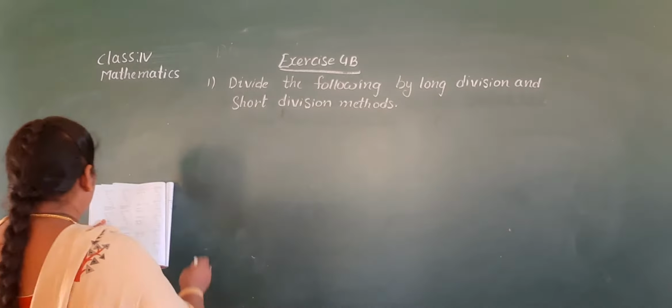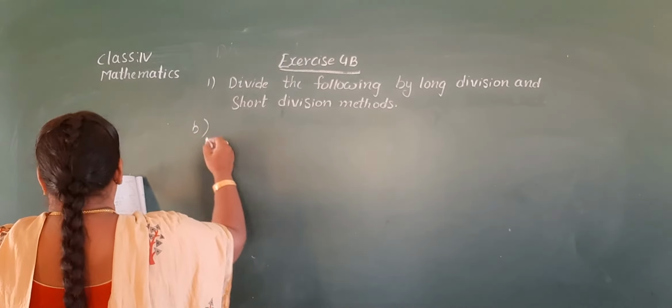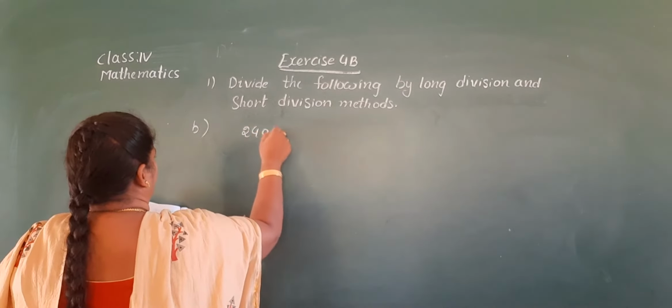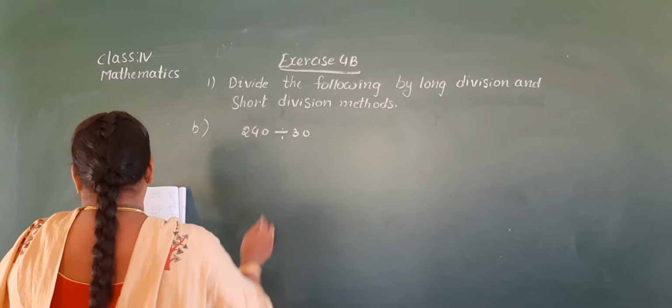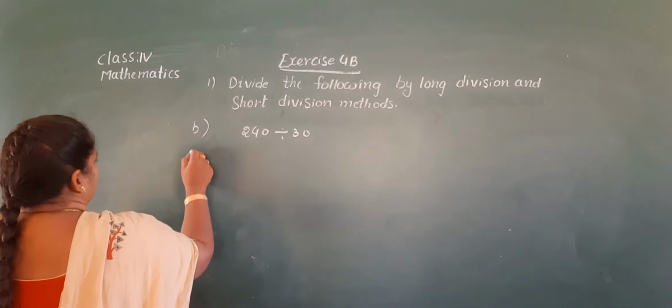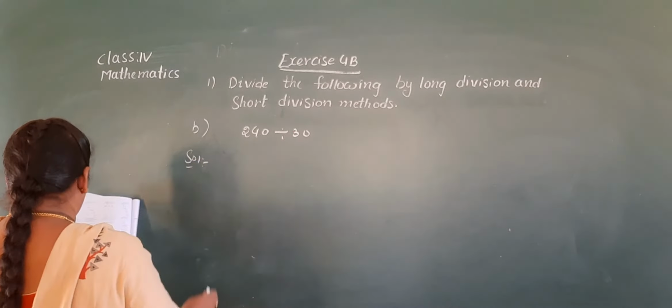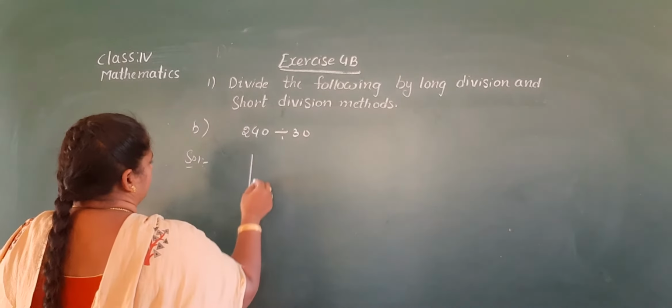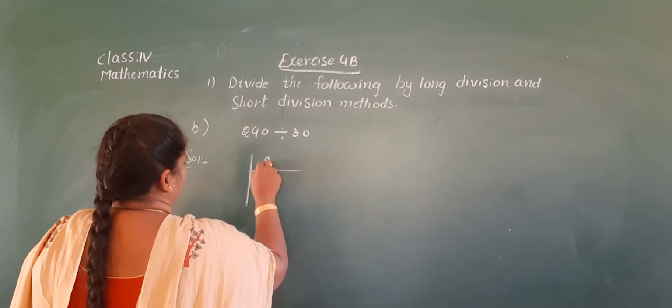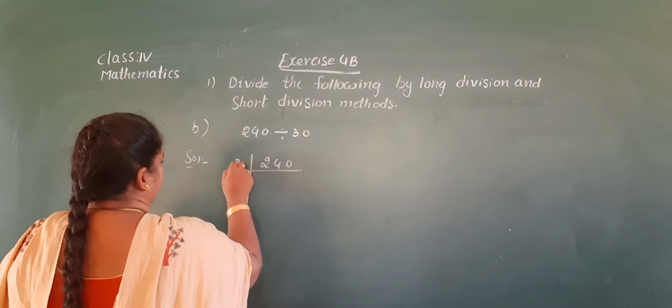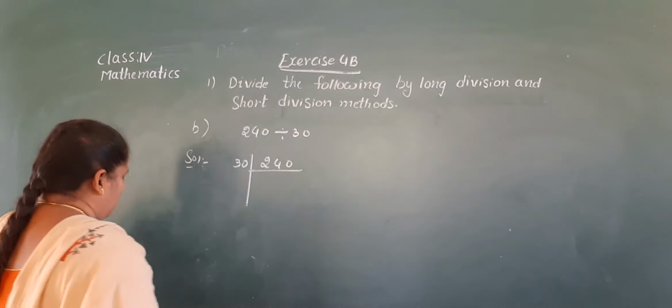So I will explain the second problem, that is B. 240 is divided by 30. So solution, first we will do the short division method. Write this one, 240, and here 30. Okay.